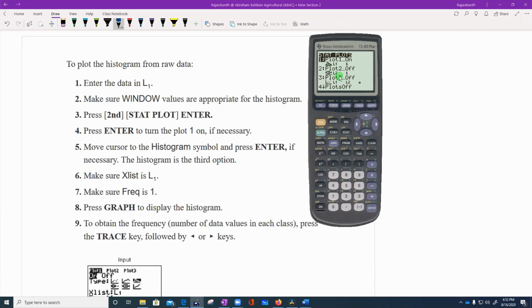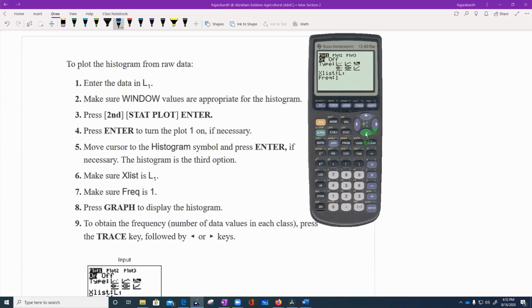You can do that, whatever you like. If you want, you could turn on plot 2 and switch off plot 1. That's up to you. But we prefer to do it from the beginning, from the starting. So I'm keeping plot 1 in on mode. When it is on, go there and now choose the correct picture. Remember, I'm drawing a histogram. You see a bunch of different pictures. I need the third one, histogram. Choose the third one and hit enter.